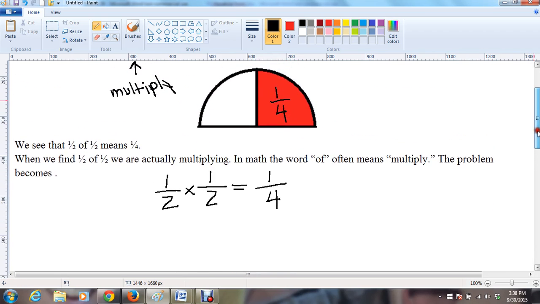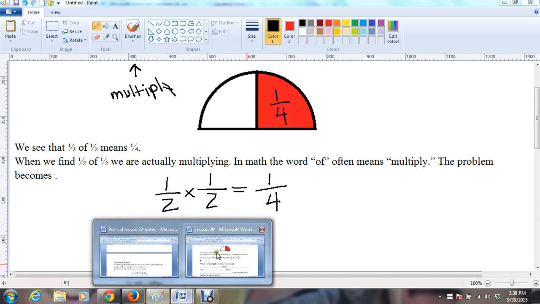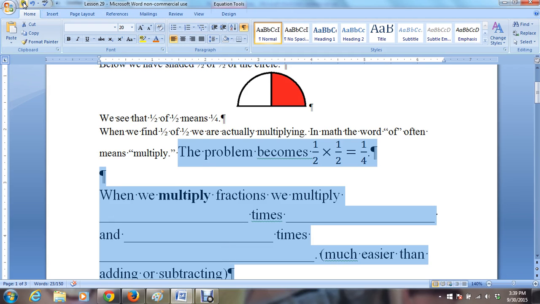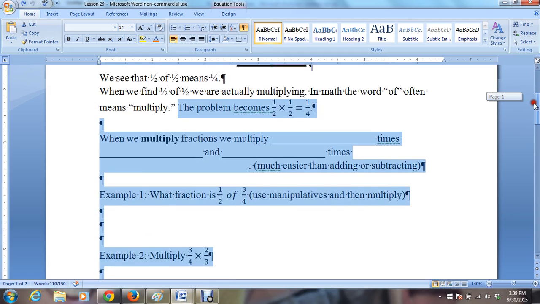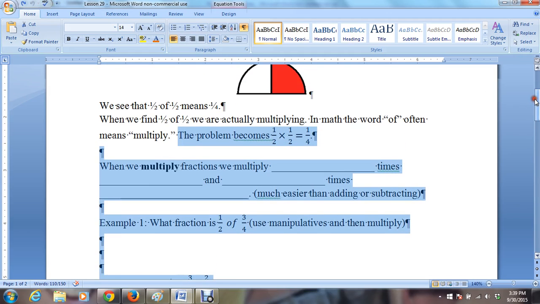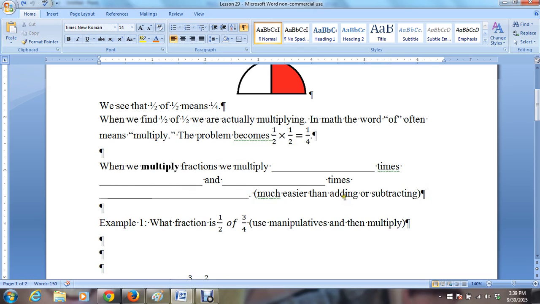So if you have your notes, you can fill that in where it says when we multiply fractions, we multiply numerator times numerator and denominator times denominator. So that is on your notes for lesson 29 right here. So you should fill that in. Numerator times numerator, denominator times denominator.